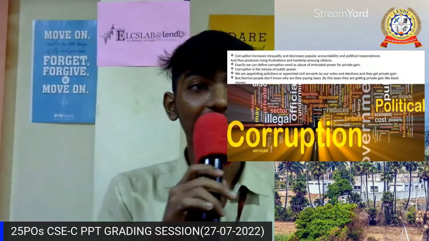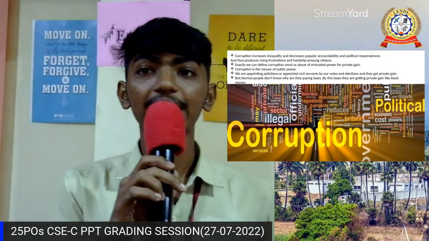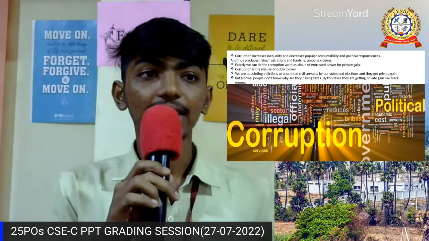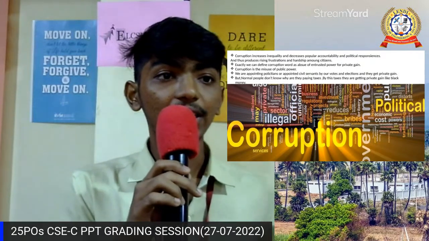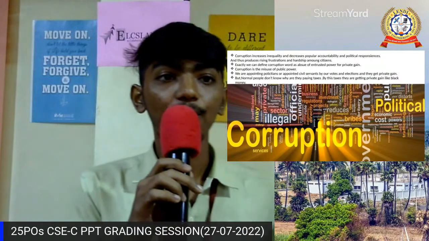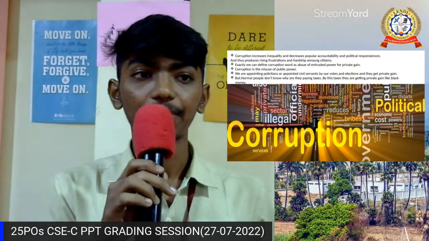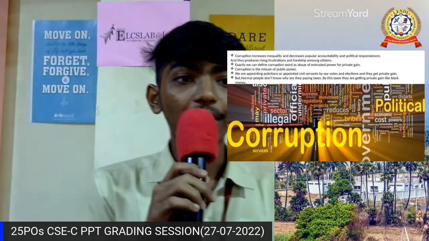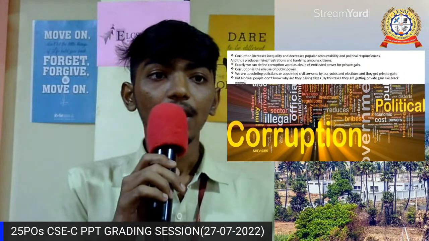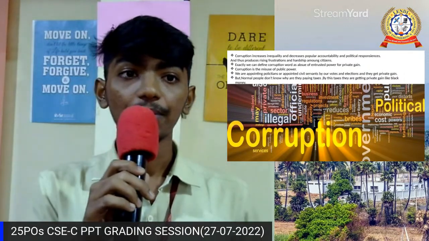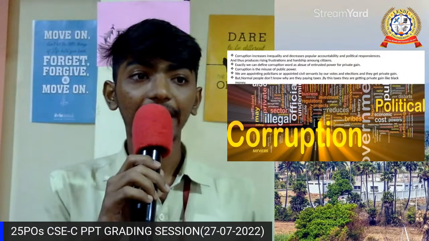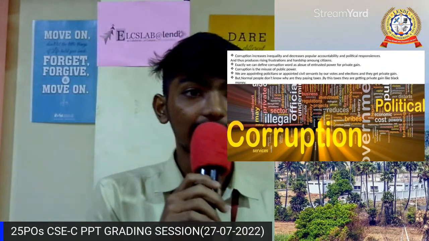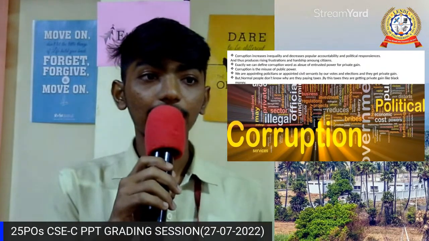Corruption increases inequality and decreases popular accountability and political responsiveness, and thus produces rising frustration among citizens. Exactly, we can define corruption as an abuse of entrusted power for private gain. Corruption is the misuse of public power. Politicians are appointed as civil servants through our votes and elections, to get private gain. But normal people don't know why they are paying fines and taxes. They're getting private gain in black money.